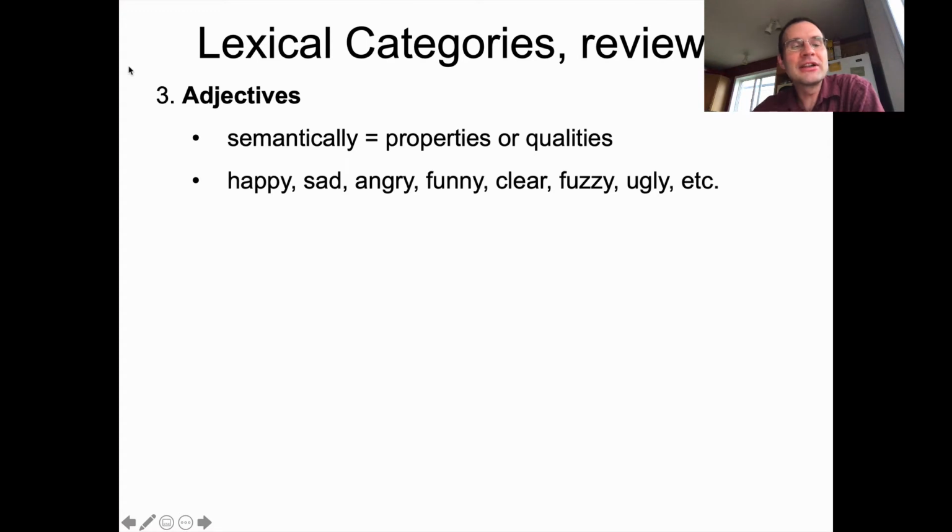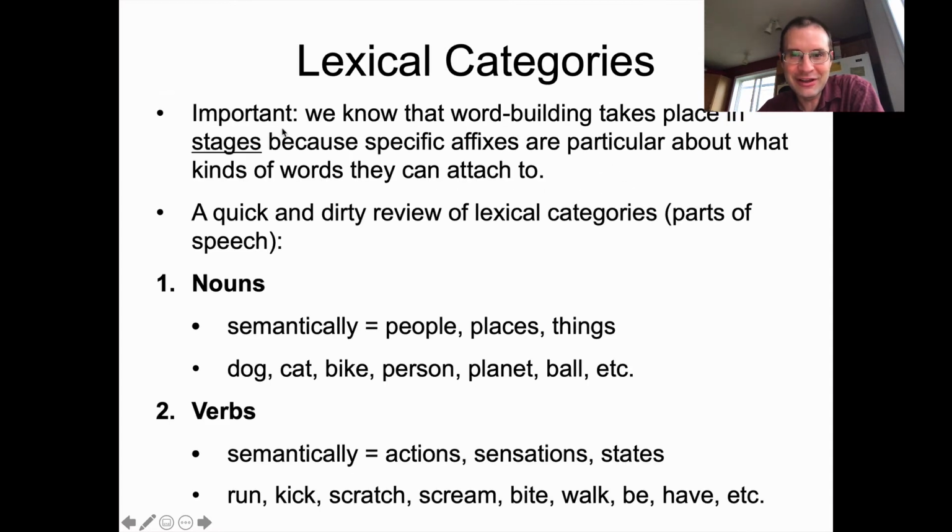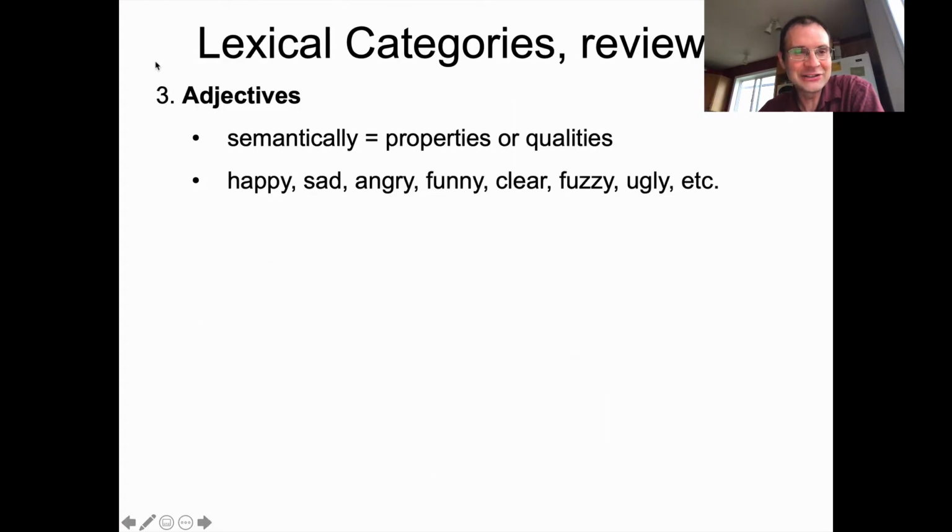Number 3 that I'll mention is adjectives. Semantically, these are properties or qualities, usually properties or qualities of a noun. So words like happy, sad, angry, funny, clear, fuzzy, ugly, and so on and so forth. I don't think I have as many examples of adjectives in this previous slide. Actually, I can. Quick and dirty are examples of adjectives.